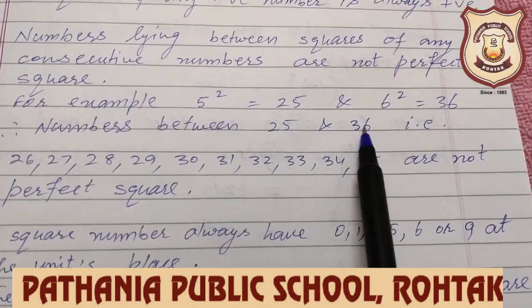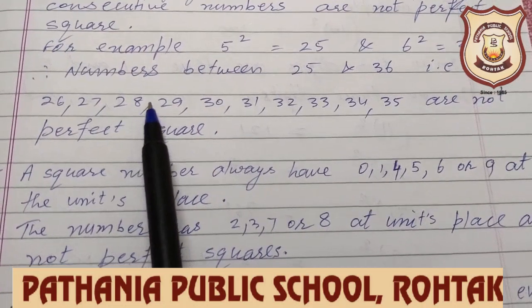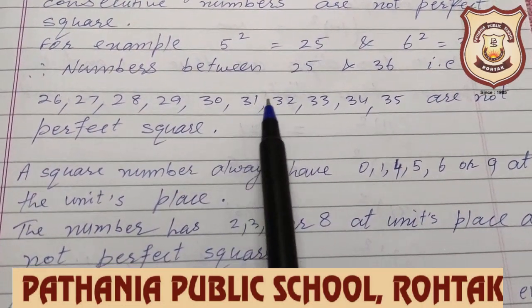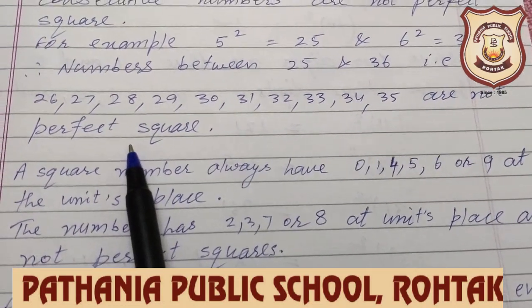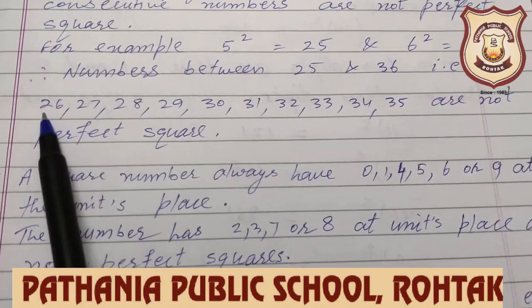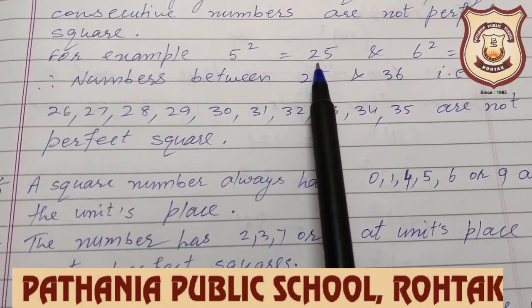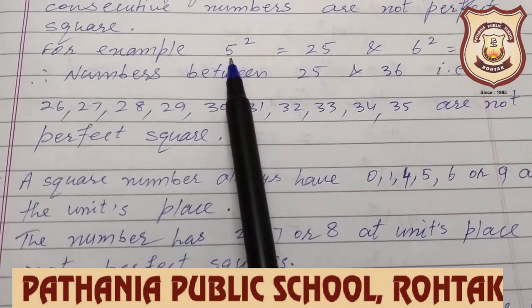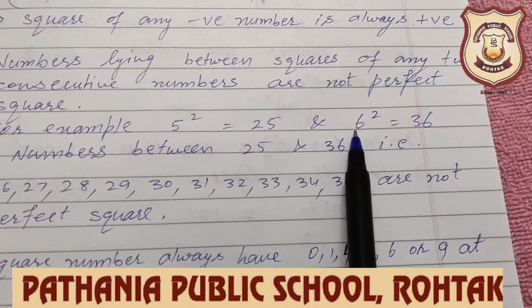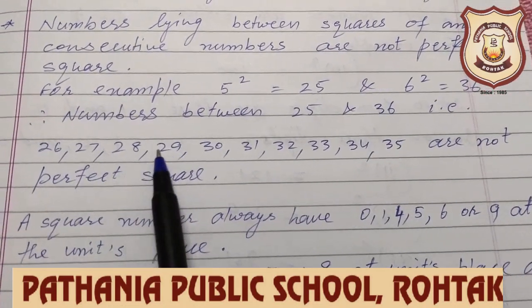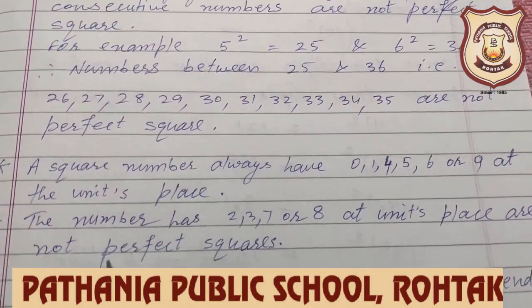The numbers between 25 and 36, that is 26, 27, 28, 29, 30, 31, 32, 33, 34, 35, are not perfect squares. 25 is a perfect square because it is the square of 5, and 36 is a perfect square because it is the square of 6. But all these numbers lying between 25 and 36 are not perfect squares.